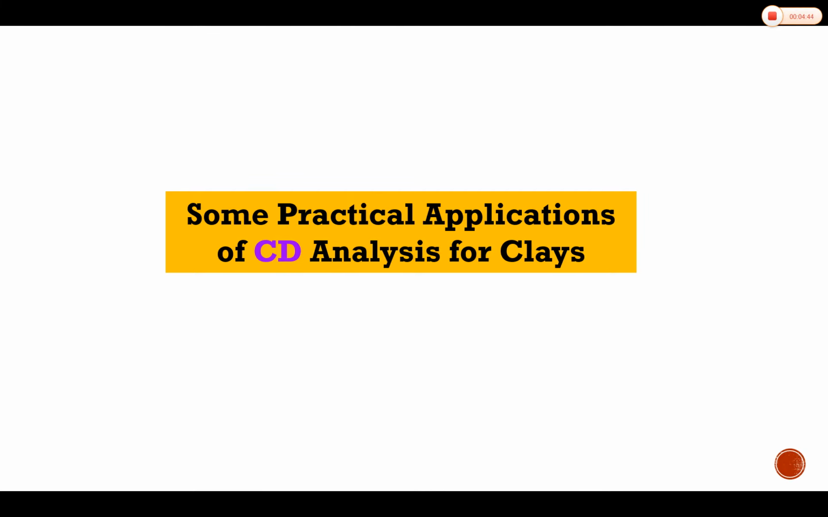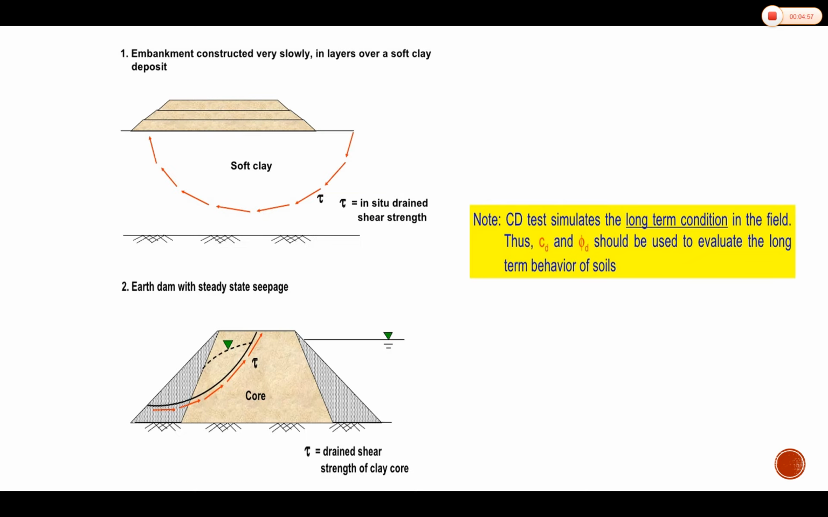Alright, so the CD test, the consolidated drained test, is actually to get the stability for long-term analysis. For example, for slope stability, of course we want that slope to sustain until the end of its life. So we evaluate it based on long-term stability, and also for any structure or construction, it is for the long term, not the short term. So the CD test simulates the long-term conditions, so it is very good for getting the long-term stability of soil.